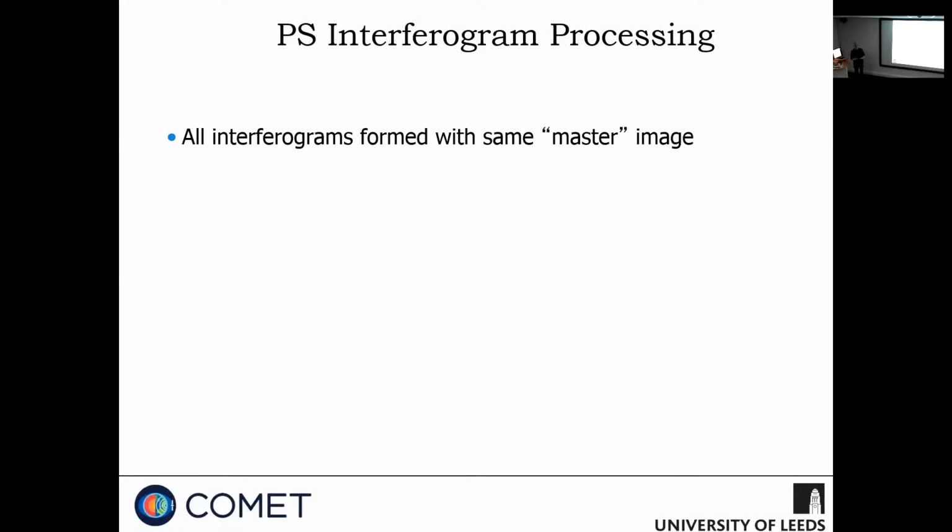Okay, so that's the principle of PS processing. How do you actually go about extracting them? Well, first of all, you have to make all interferograms with respect to one primary image. We used to call this the master image, but I try not to use that terminology anymore. So one primary image is used with which to make all of them.